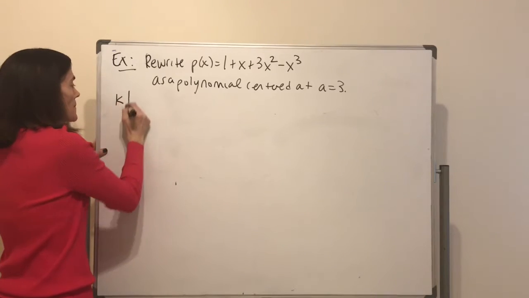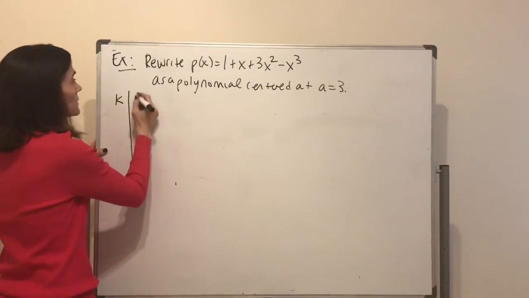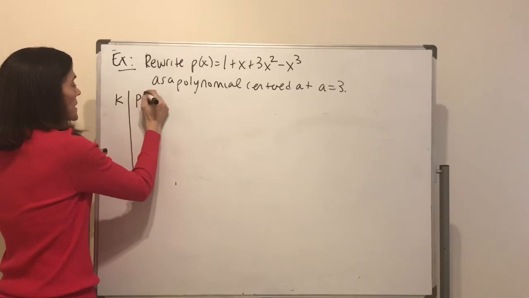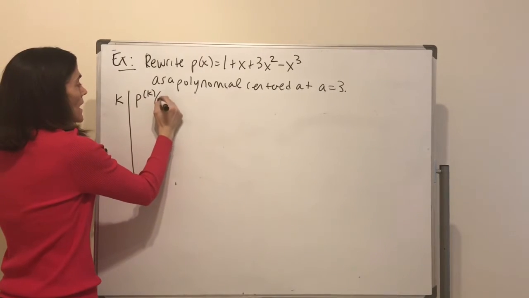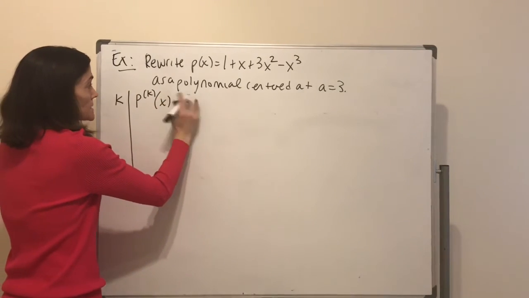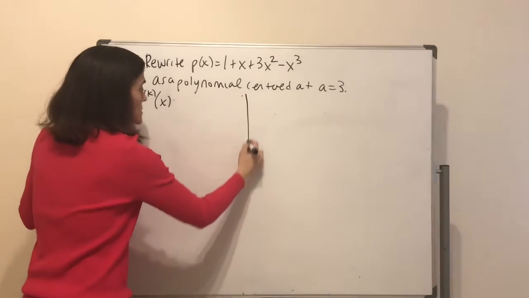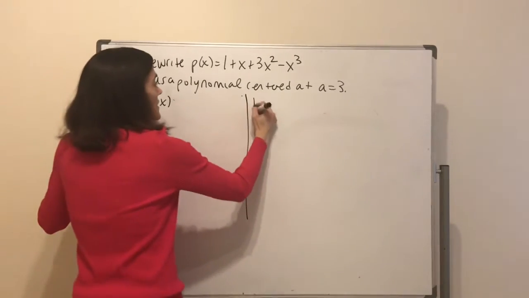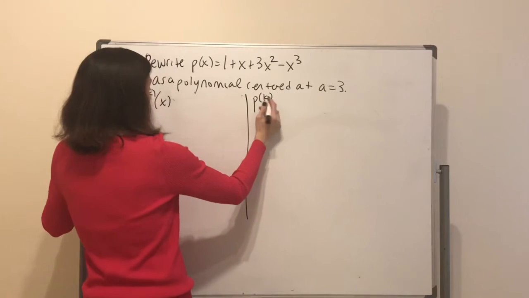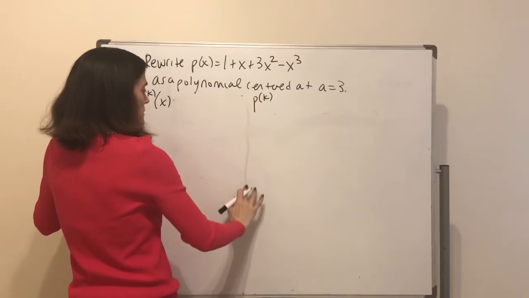Here we go again. I make my chart. I have, let's say, p, the kth derivative at x. Oh, I'm going to need space for this because we have a lot of terms. Then we have the kth derivative. Well, maybe I don't need quite that much space.